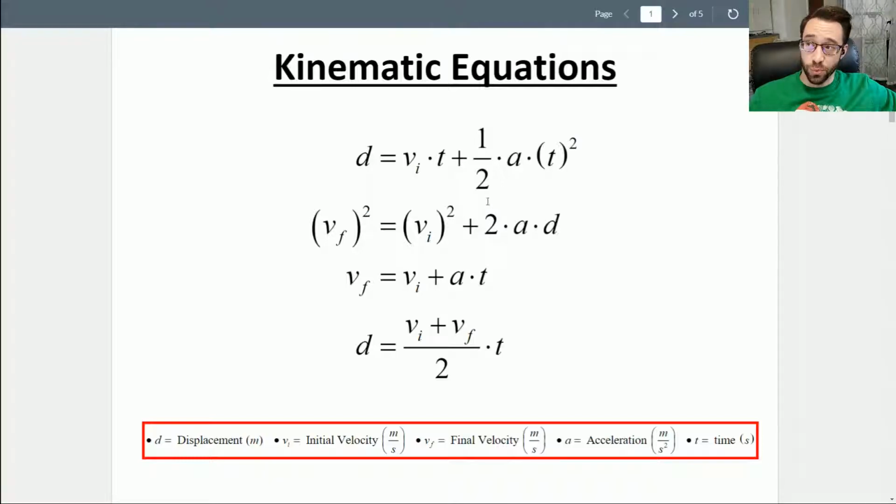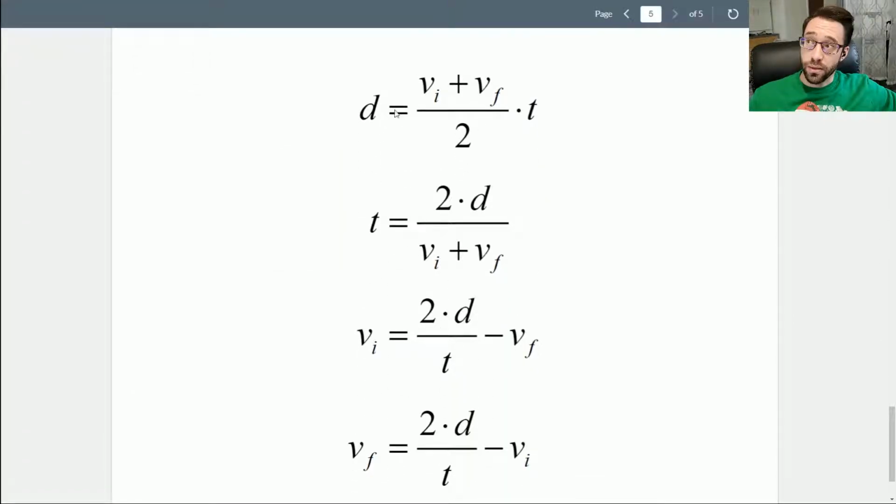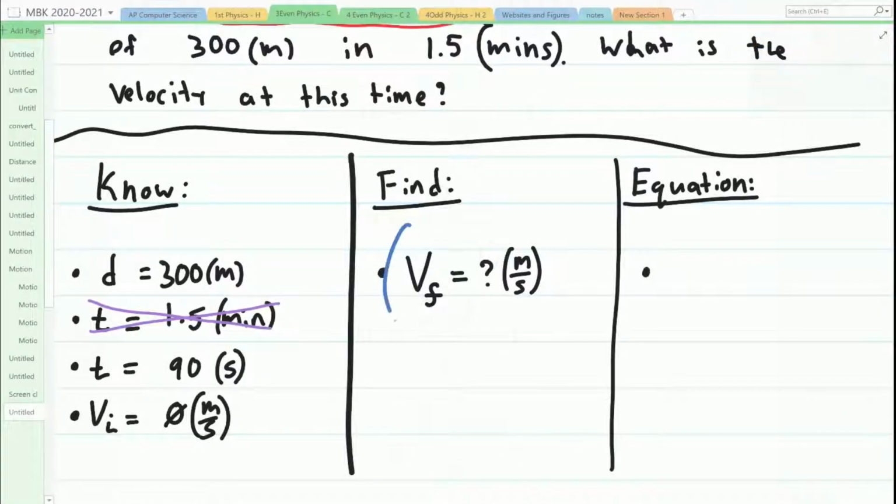The reason why we can't use the first 3 is because all of those have the acceleration in that equation, and we don't have a value for the acceleration. So this is the only one that's viable, the only one that we can use. And luckily for you guys, if you scroll all the way down to the last page, I solved this equation for you algebraically for each one of these variables. So you guys don't have to do any of the algebra.